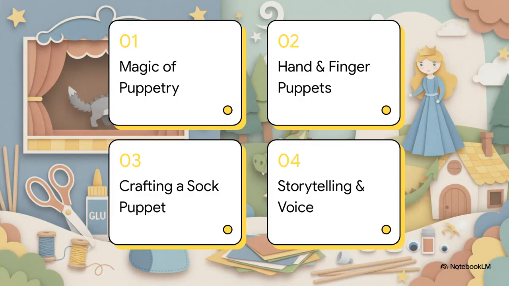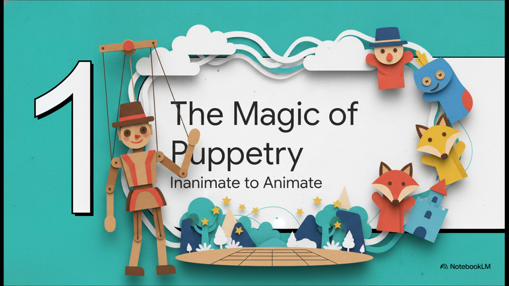Okay, let's dive into this. For our creative workshop today, we're covering four main things: the magic of puppetry, hand and finger puppets, crafting a sock puppet, and finally, bringing the whole shebang to life with storytelling and voice. Section 1. The Magic of Puppetry.